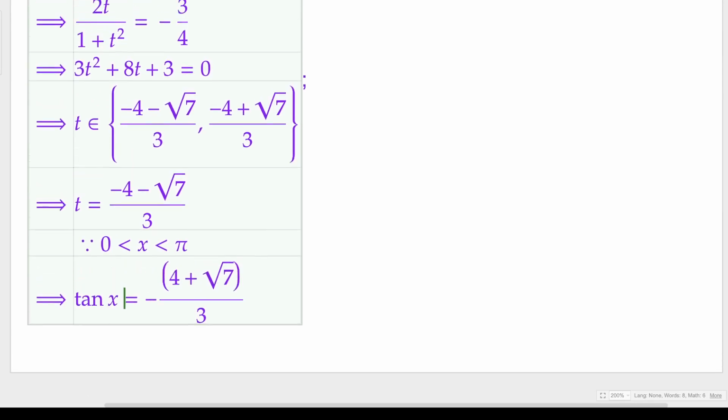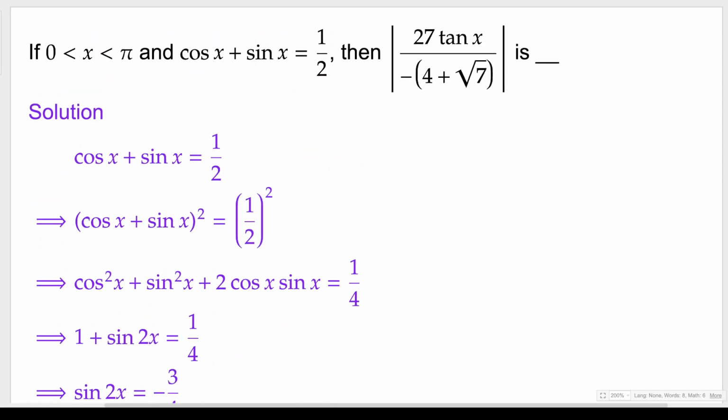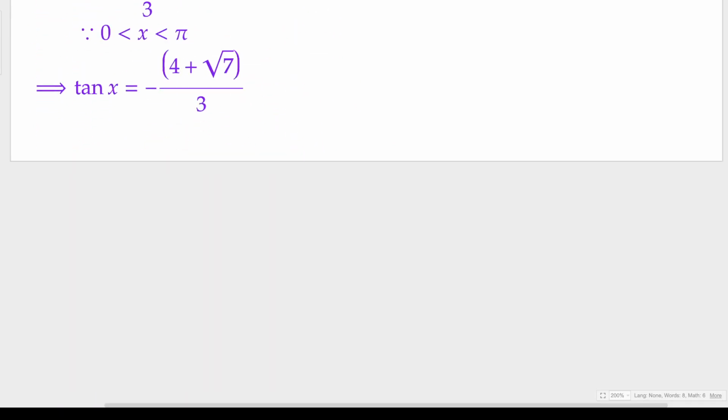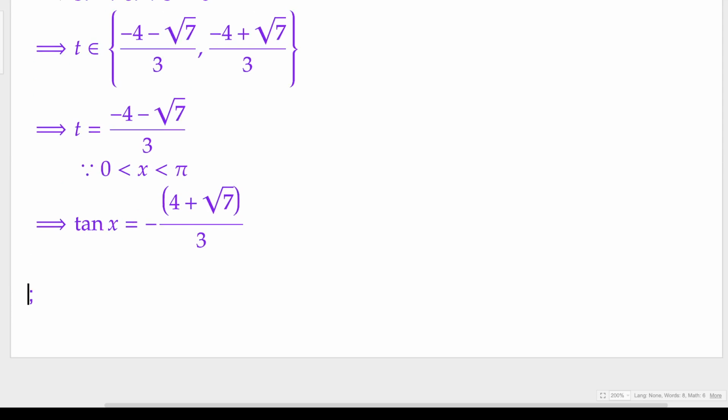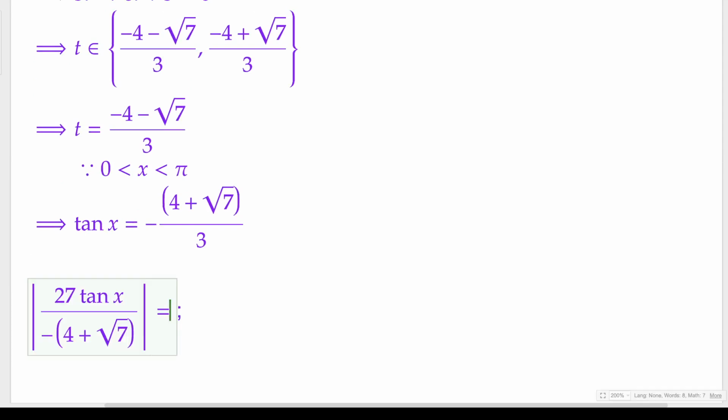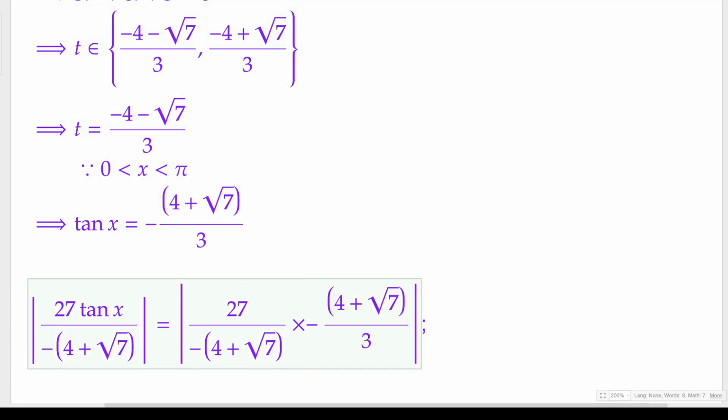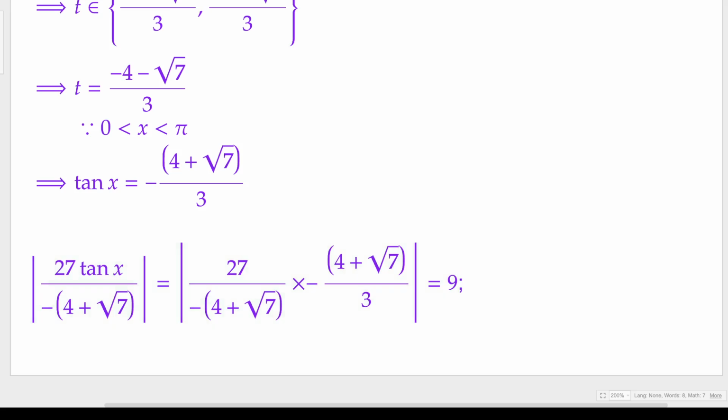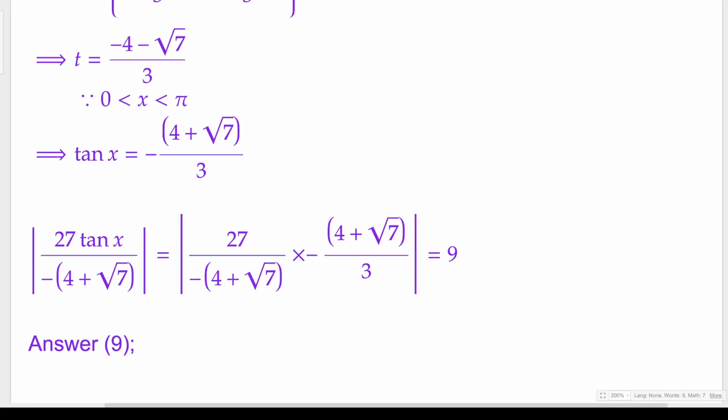Now the problem statement demands the answer for this particular expression. I'll write it here as it is and compute the answer. Instead of tan x, I'll substitute my computed value. On resolving this further, definitely we'll get our answer as 9. This gets cancelled and 3 times 9 is 27. So the answer for this problem is 9. That's the idea.